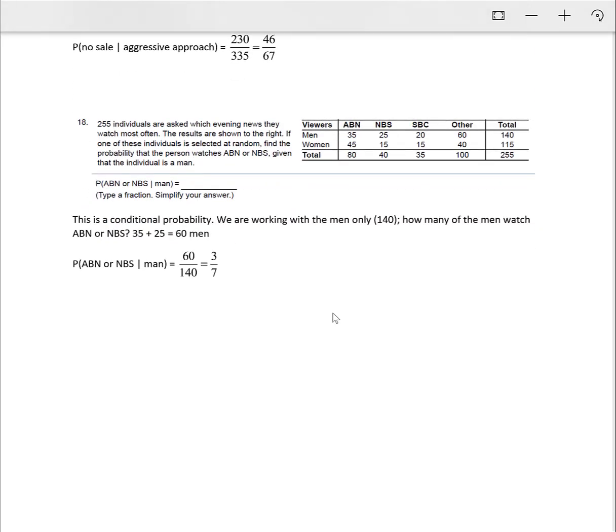All right, number 18, another conditional probability question. From this table, we want to know what's the probability that the person watches ABN or NBS given they were a male. So if we look in the row of males, there's 140 of those, and how many watch these 2 stations, which is the first 2 there, 60 over 140, which simplifies to 3 over 7.